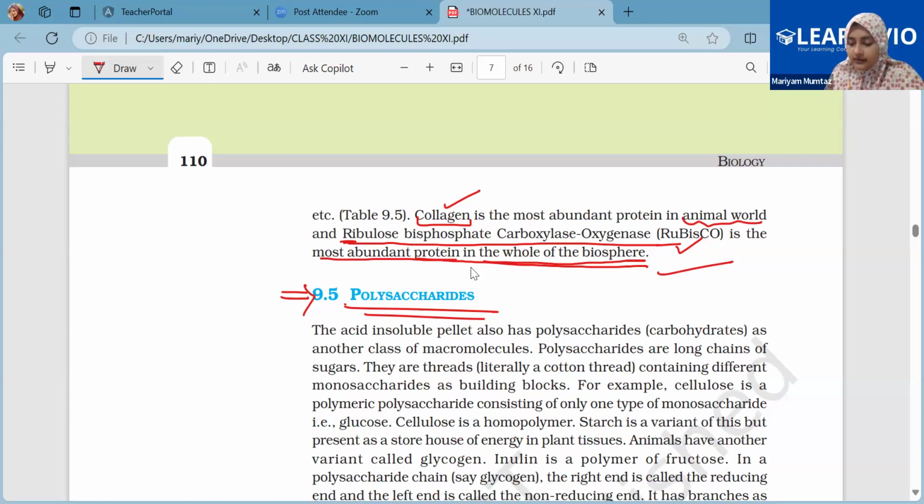Rubisco is used where? It was there in the photosynthesis chapter, right? Yes, ma'am. So where is it used? Tell me. Calvin cycle. Yeah. And what does it do actually? Carboxylation.